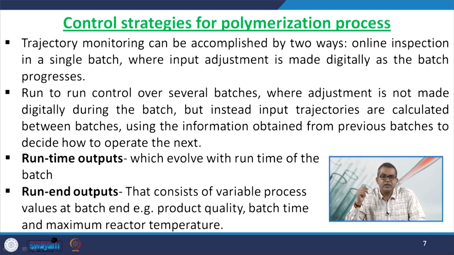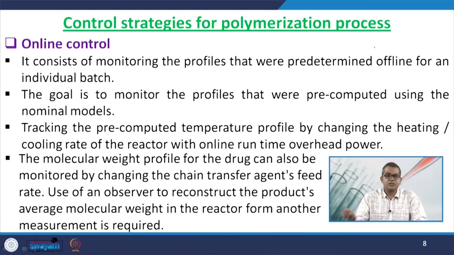Let us have a brief look at these outputs, the runtime outputs, which evolve with the runtime of the batches, and the second one is the run-end outputs. This consists of process variable values at the end of the batch, sometimes referred to as product quality, sometimes batch time, because time is again a very important factor, and the maximum reactor temperature. So, this is again very crucial. Apart from this, we may look for online control. This online control is a very integral part of the control methodologies of the polymerization process.